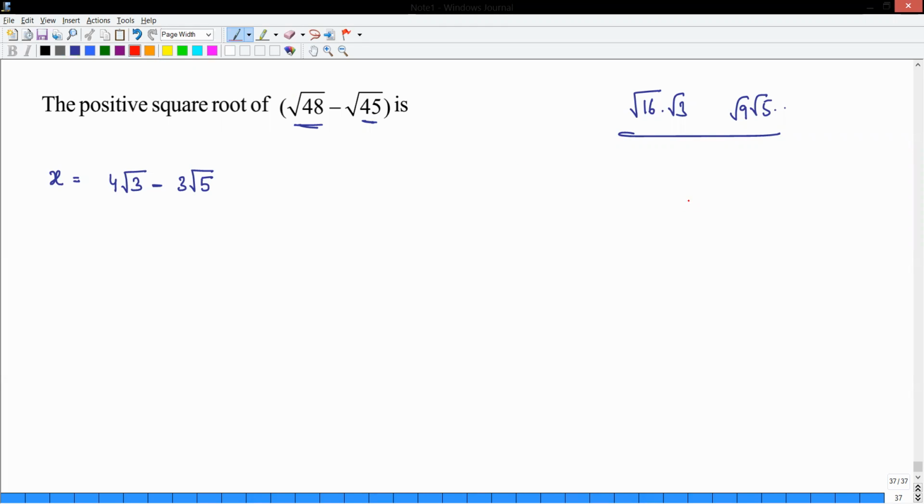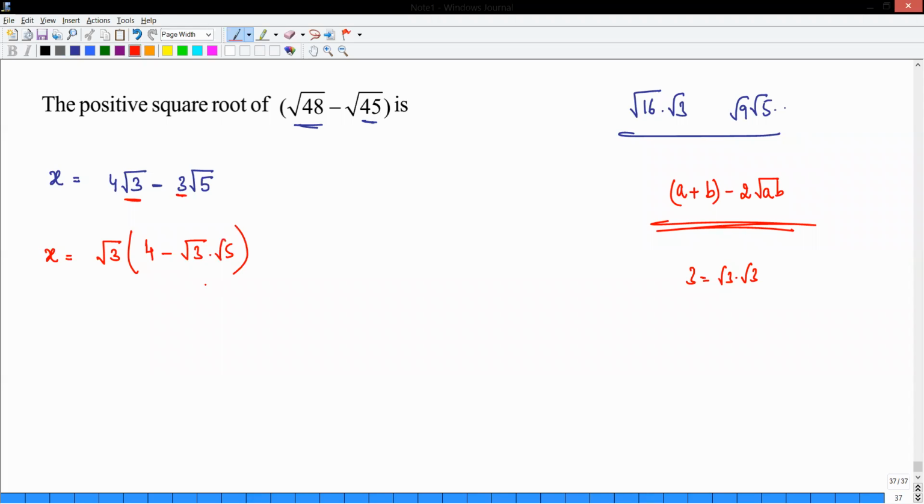We all remember: root of a minus root of b, whole square, is what? A plus b minus 2 into root ab. So the first two terms should not have any root term, but what is the root term? We have root 3. Common this root 3. If I common this, you'll be getting 4 minus... 3 is always a product of root 3 and root 3. Assume that you are taking one root 3 out, you'll always have another root 3. So what is missing? 2 is missing. Multiply and divide it by 2.